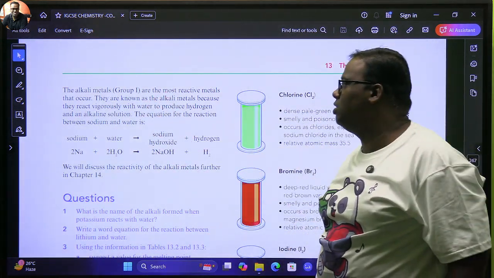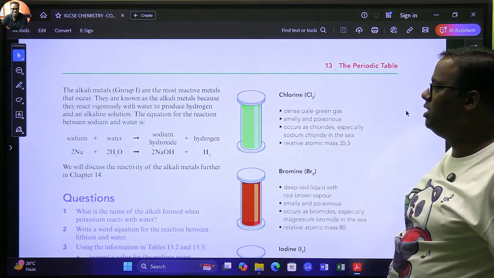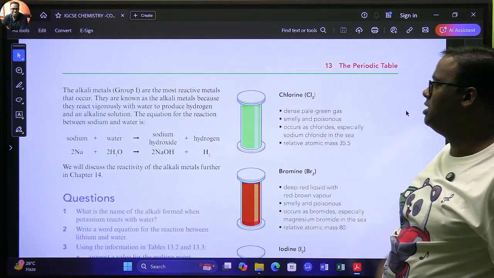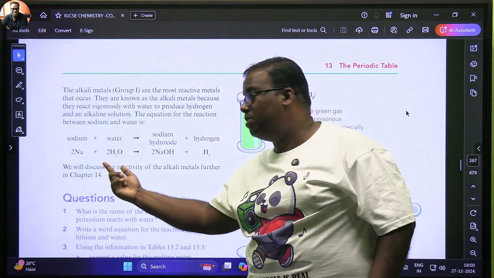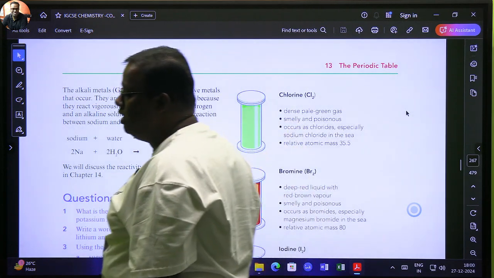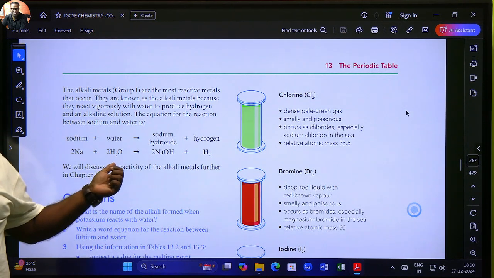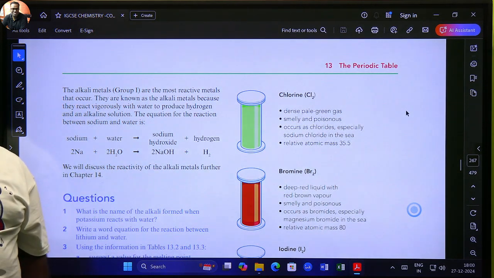We'll attempt the questions also. They are known as alkali metals because they react vigorously with water to produce hydrogen and an alkaline solution. The equation is like this, write the equation too. Sodium reacts with water and forms sodium hydroxide, and hydrogen is released. Hydrogen is released only by these reactive metals. If you go to group 2, magnesium will not react like that. First it will form oxide, then hydroxide. If something reacts directly with cold water and releases hydrogen, that's only with group 1.